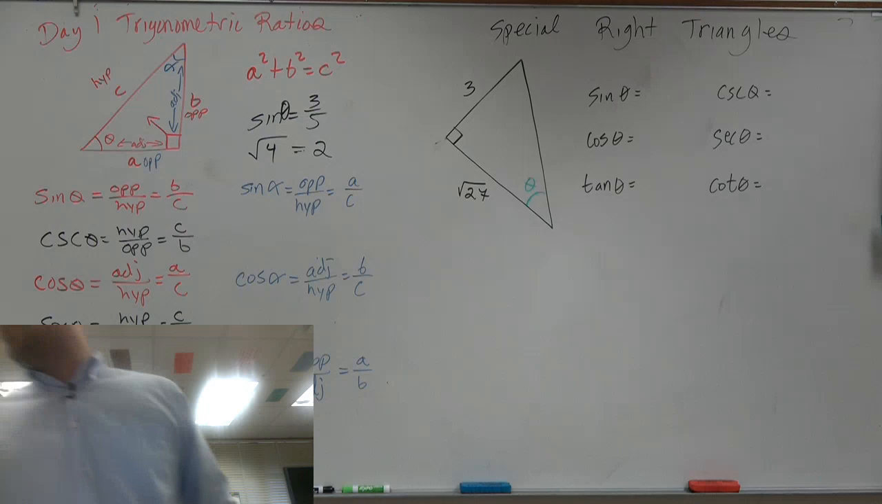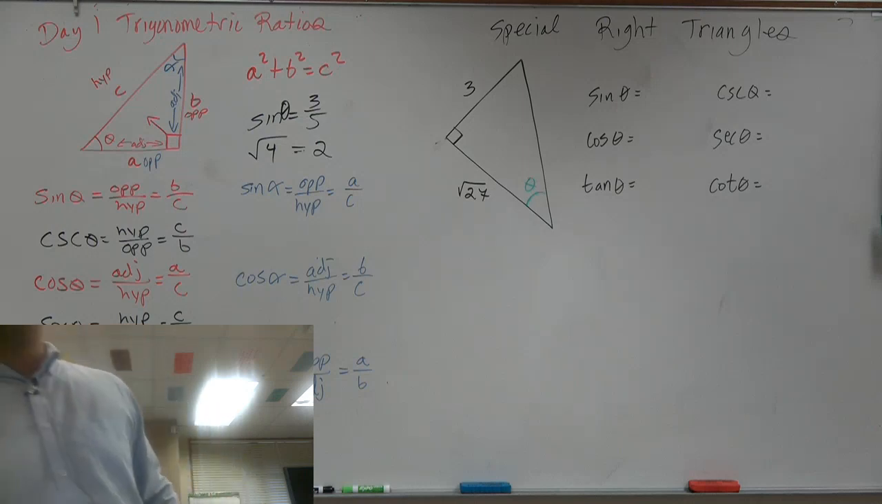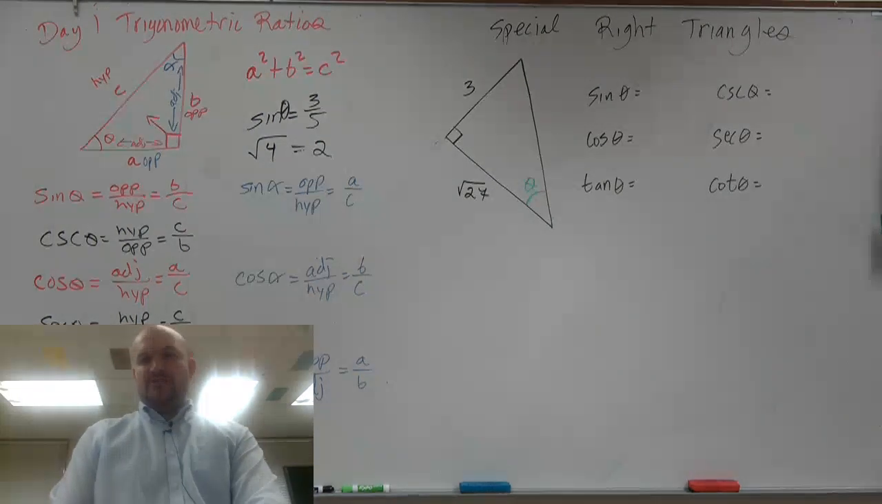Check it. Yes, the square root of 36 is 6. Yep, you're good.